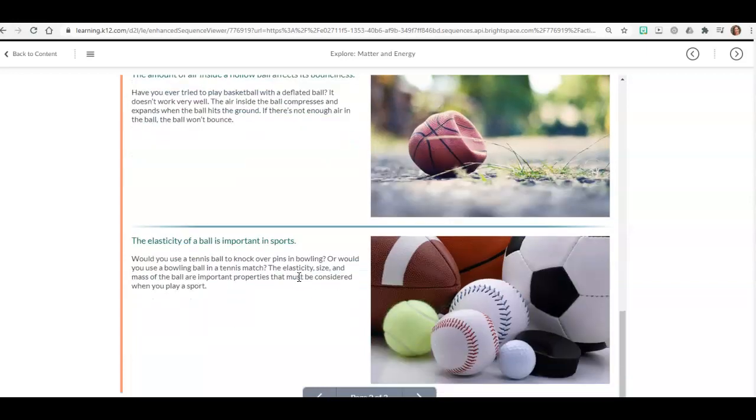The elasticity of a ball is important in sports. So would you use a tennis ball to knock over the pins in bowling, or would you use a bowling ball in a tennis match? The elasticity, size, and mass of the ball are important properties that must be considered when you play a sport.